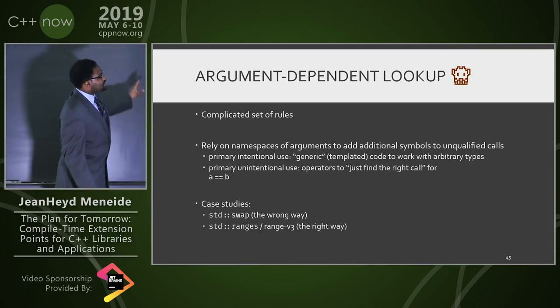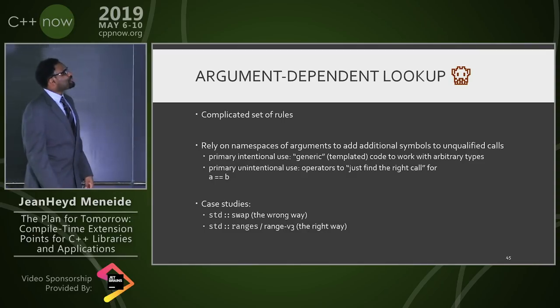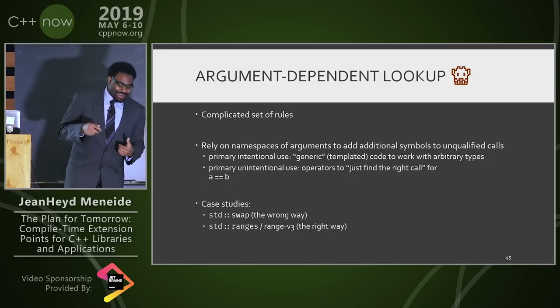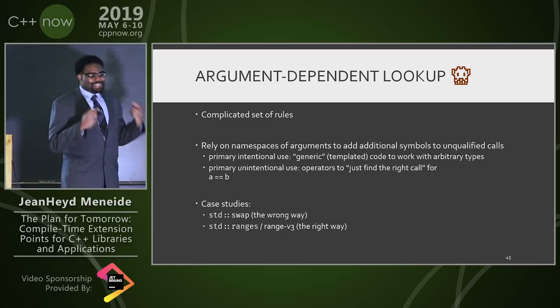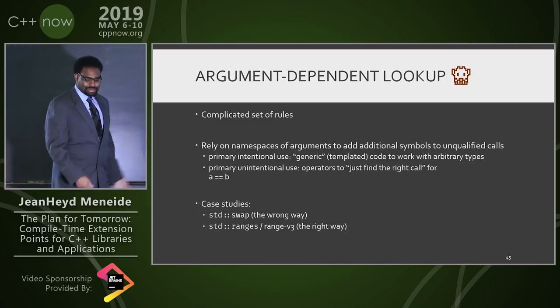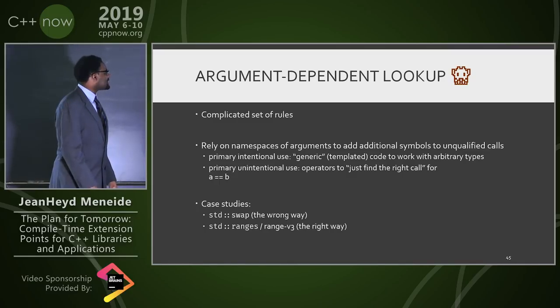So now we're going to get to the real beast. We're going to talk about argument-dependent lookup. Argument-dependent lookup is really complicated, like super complicated. I could probably fill a couple of slides with just the rules. I believe it's the biggest lookup system in the standard.